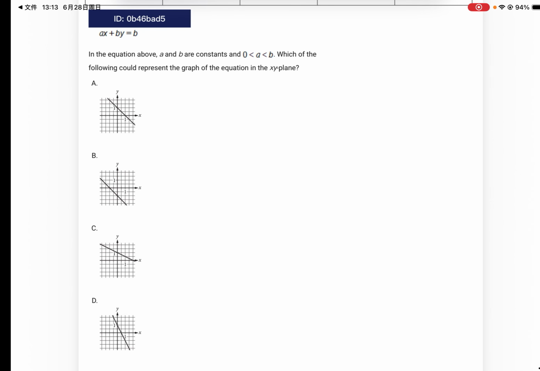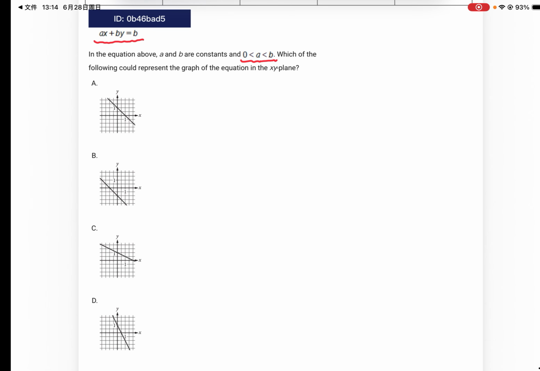For this SAT problem, we're given a linear equation of this form, ax plus by equals b. And we are also given that the value of a is greater than 0, and b is also greater than a here, okay, given this condition. And we're asked which of the following 4 choices could potentially be a graph of this linear equation.